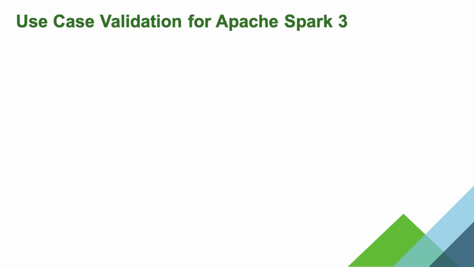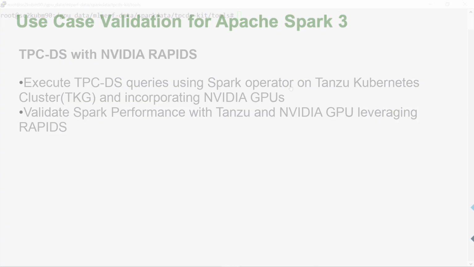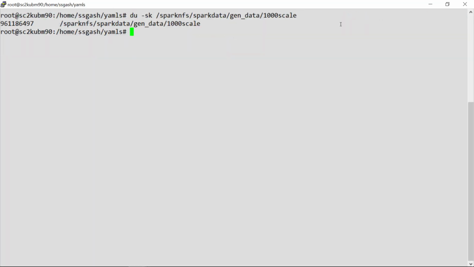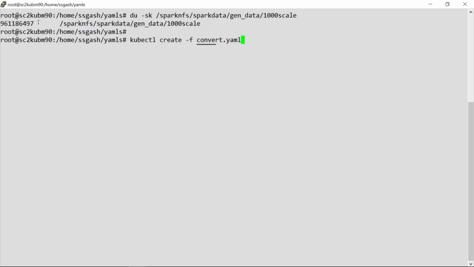The following use case was validated for Apache Spark 3, TPC-DS with NVIDIA RAPIDS. We executed TPC-DS queries using Spark operator on Tanzu Kubernetes cluster, TKG, and incorporating NVIDIA GPU. Validated Spark performance with Tanzu and NVIDIA GPU, leveraging RAPIDS. We generated 1 TB of TPC-DS data. We convert the data to Parquet format.